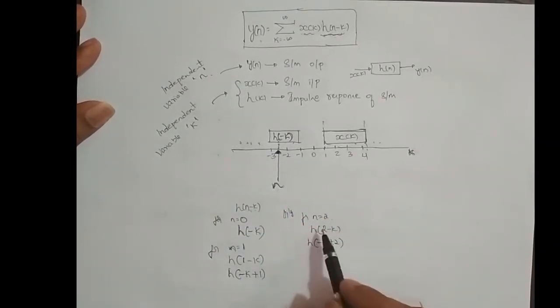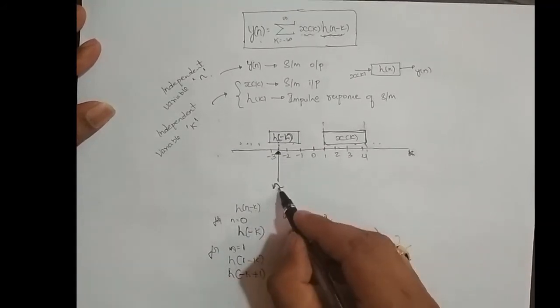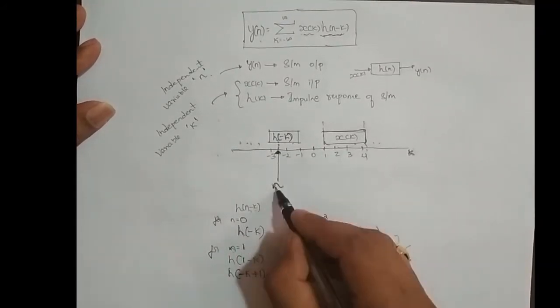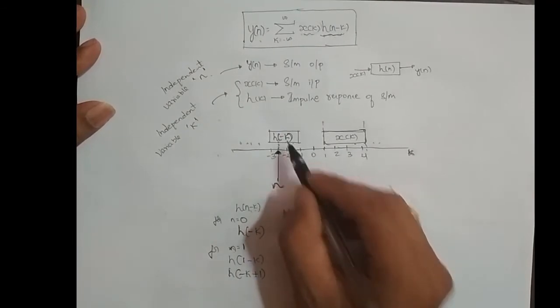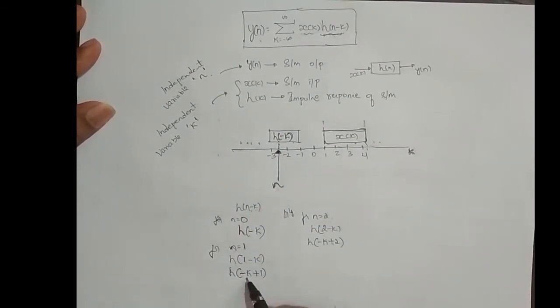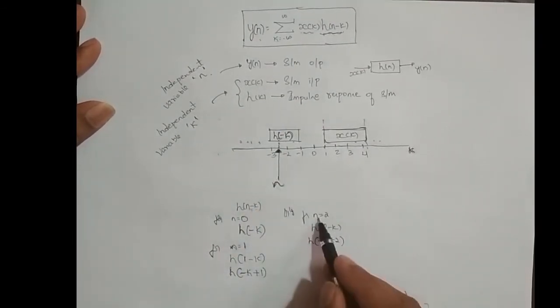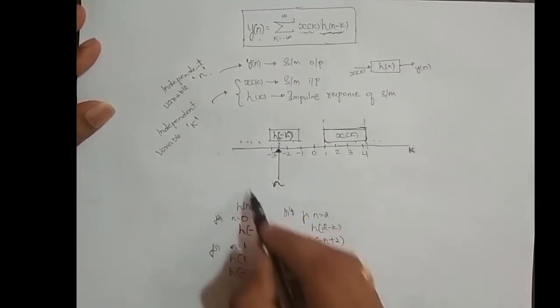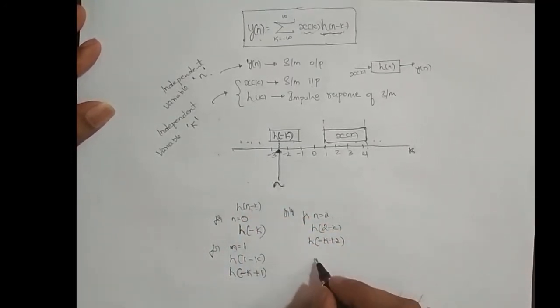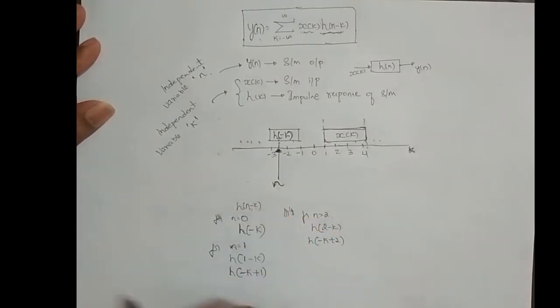So can you see what's happening here? I'm giving values for n. If I put n equal to 0, I have just h of minus k, right? If I put n equal to 1, it is h of minus k shifted left one time. If I put n equal to 2, h of minus k shifted left 2 times. So similarly, if I put n equal to 100, h of minus k shifted left 100 times, right?